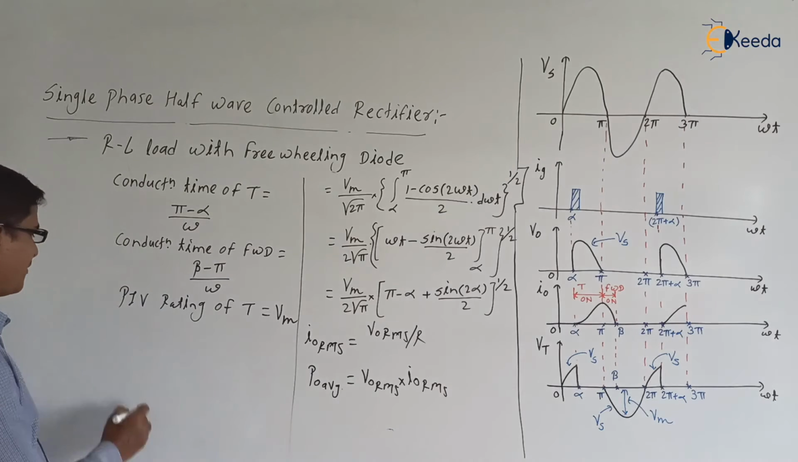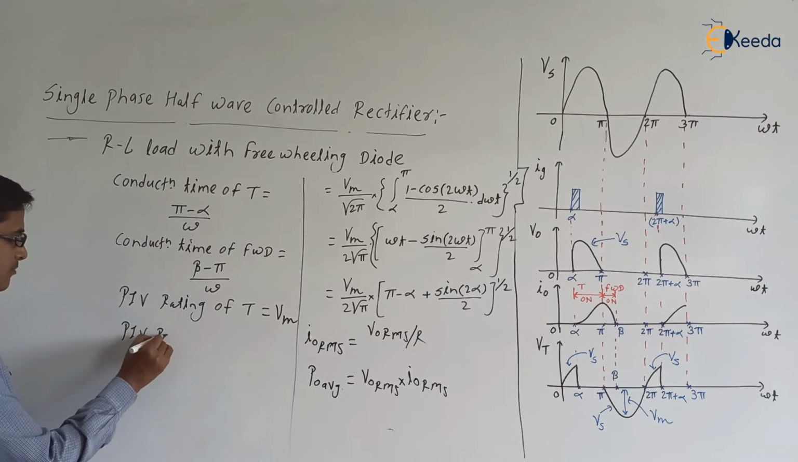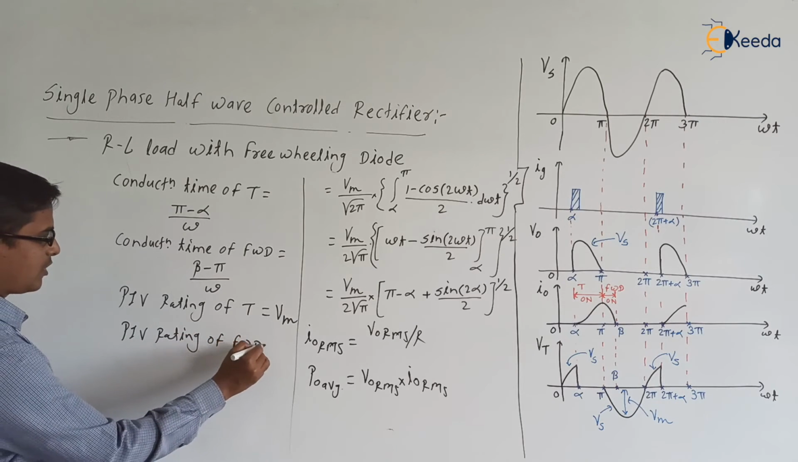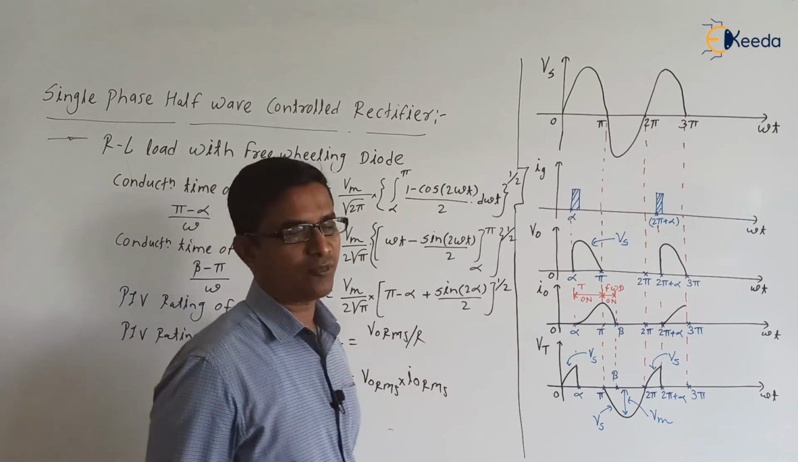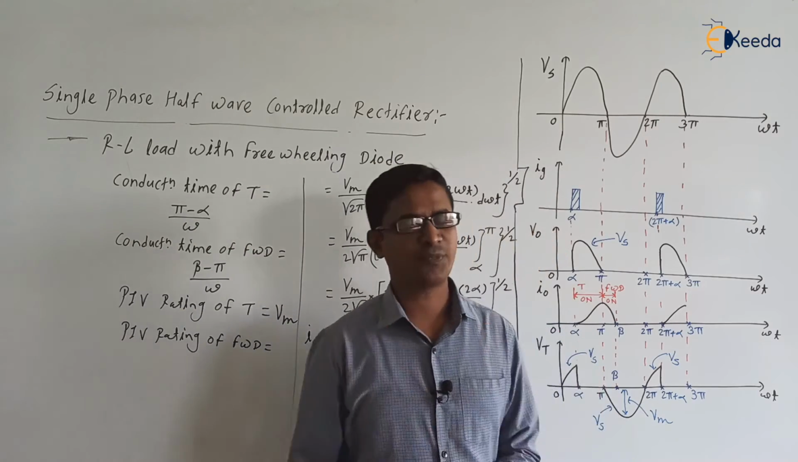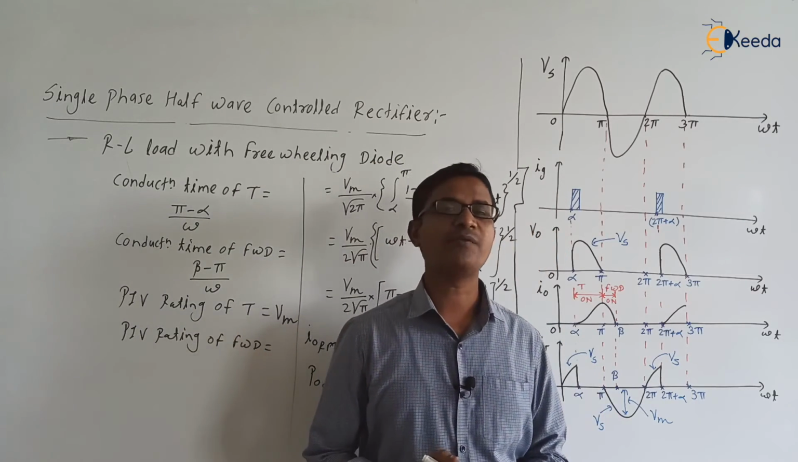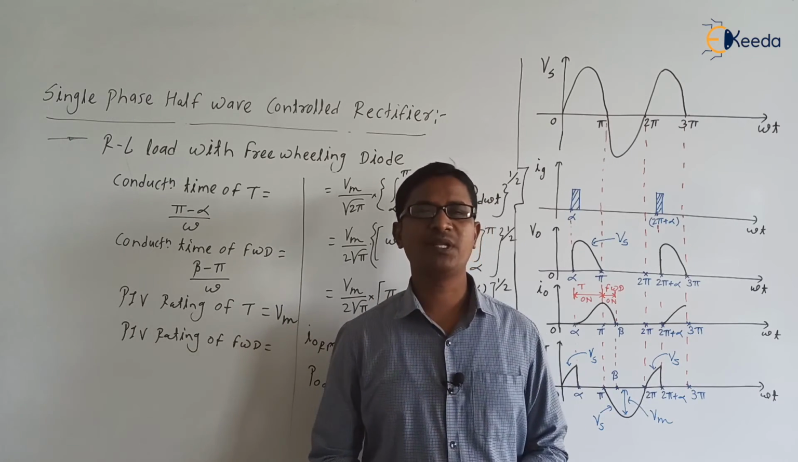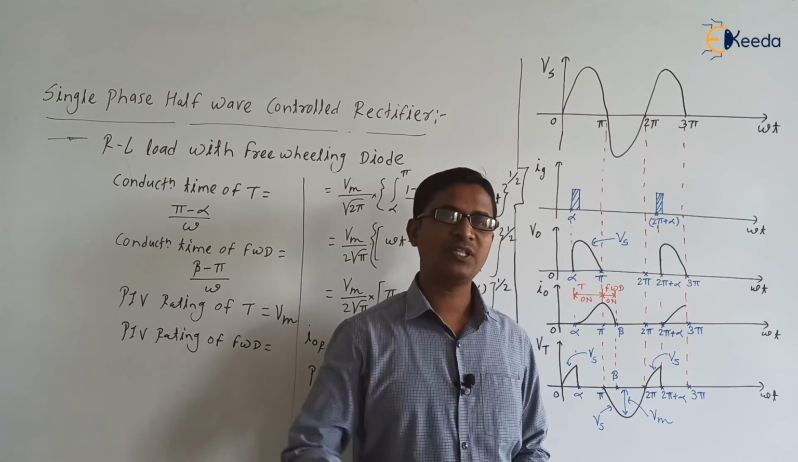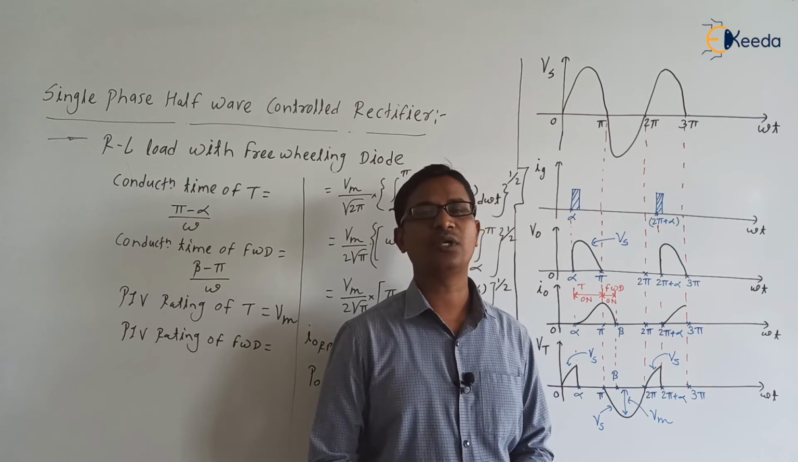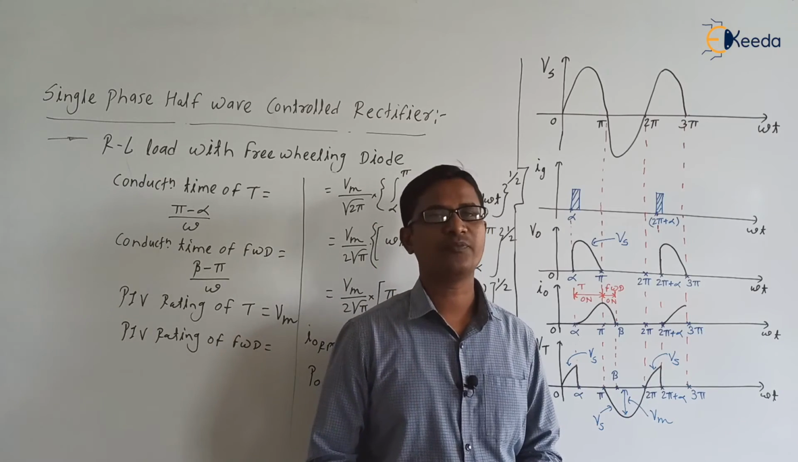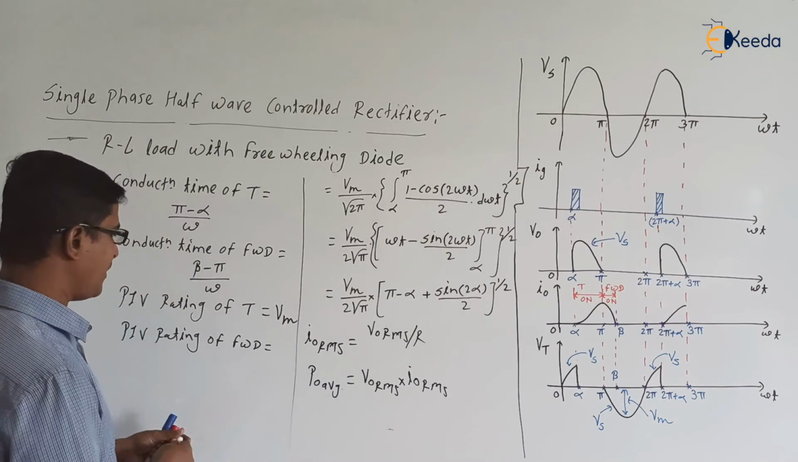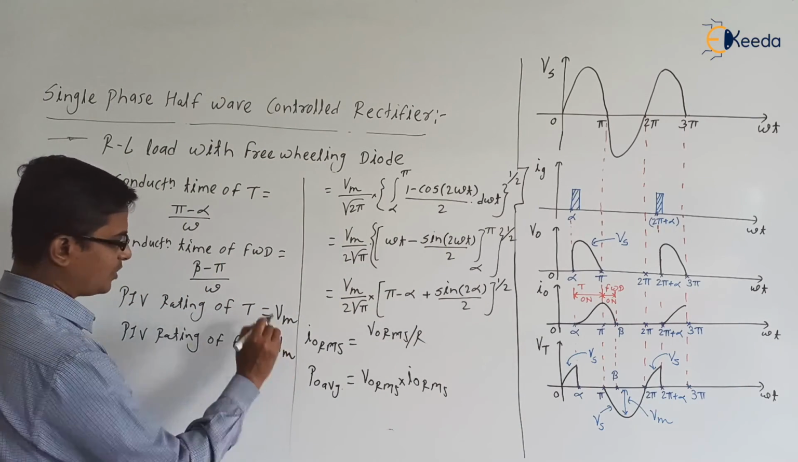Next, what is the PIV rating of freewheeling diode? Here we have not drawn the waveform of voltage across the freewheeling diode, but if you check the circuit operation, you will understand. When Vs is positive, the freewheeling diode is in the off state. So the voltage appearing across the freewheeling diode is the maximum value of the supply voltage only. So it is Vmax.